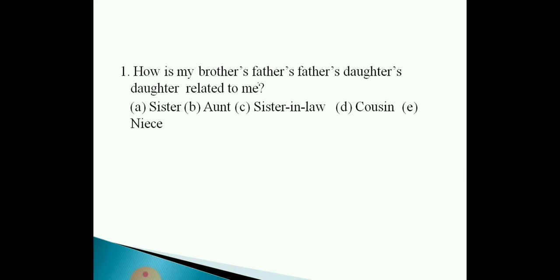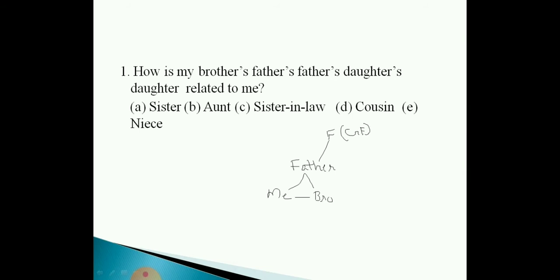Okay, let us go to the first question. How is my father's daughter's daughter related to me? Let us give father. My father's father means my grandfather. I'm taking it as father's father, so it is grandfather.